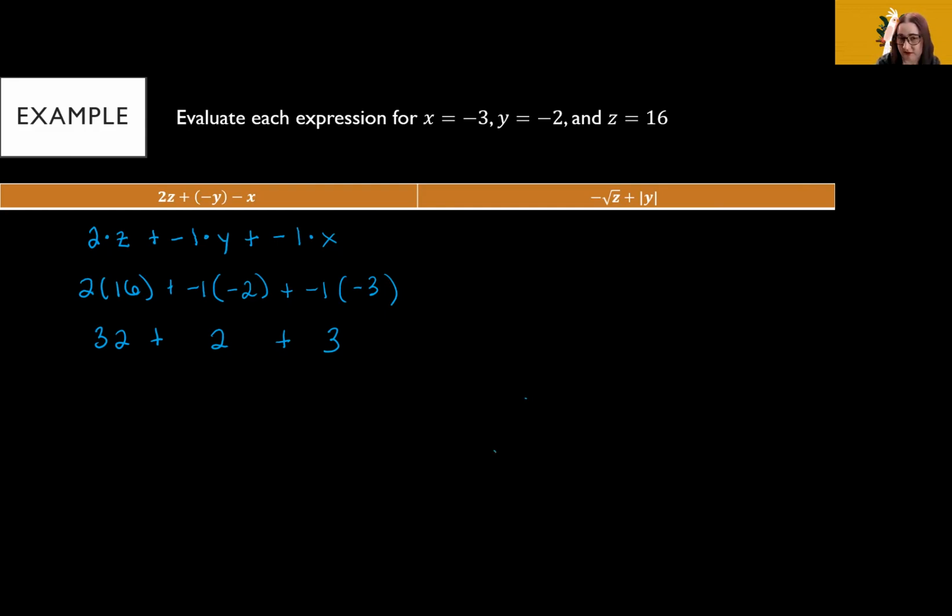So now I've just got this series of addition, so I just go left to right. 32 plus 2 is 34. So 34 plus 3 gives me 37.